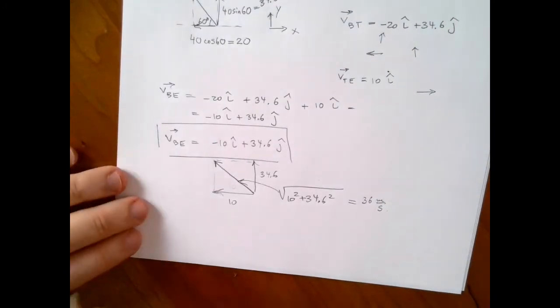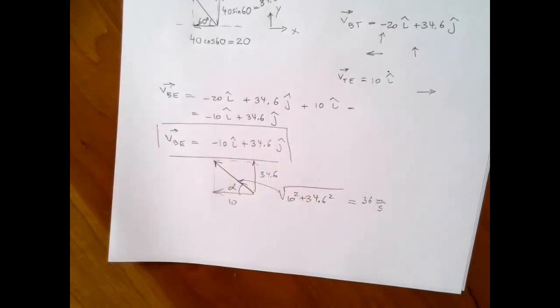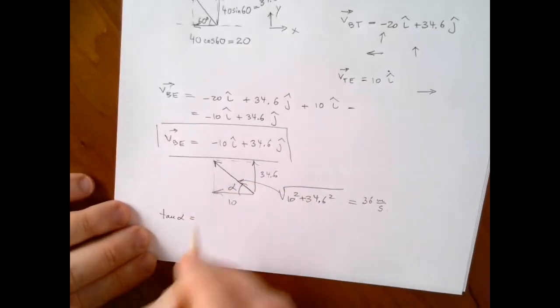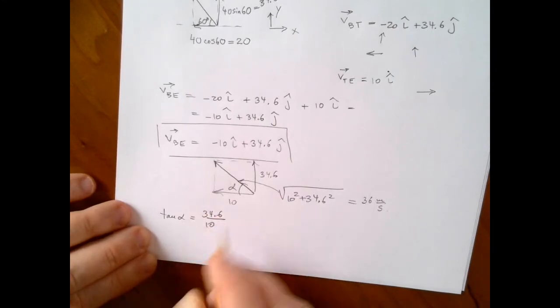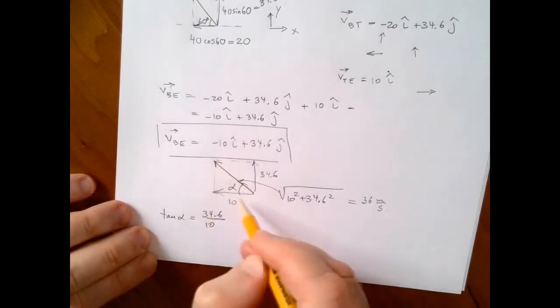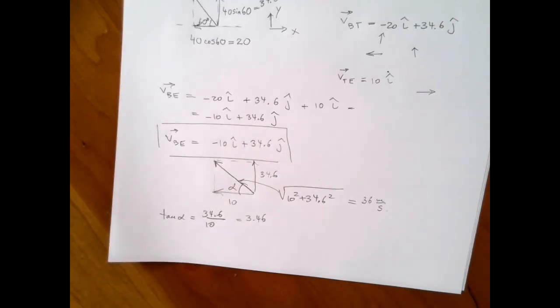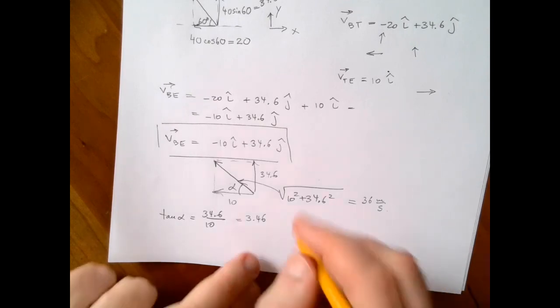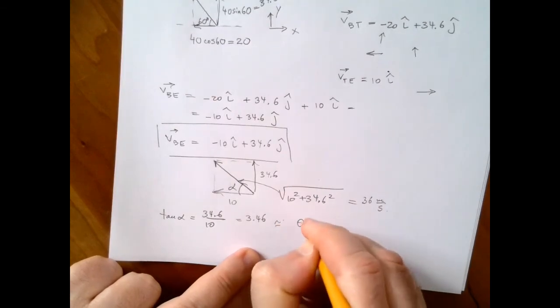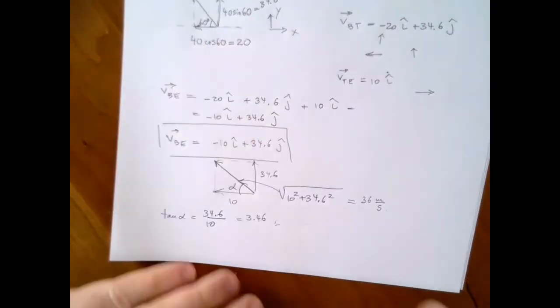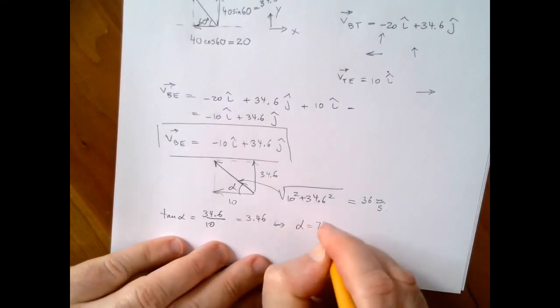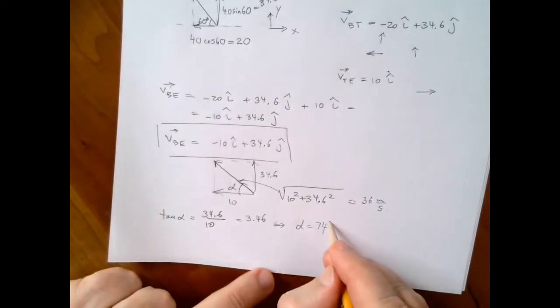And I can go even further and find this angle. Tangent of that angle is 34.6 divided by 10, opposite over adjacent, or 3.46, which is equal to about 74 degrees. Alpha is about 74 degrees.